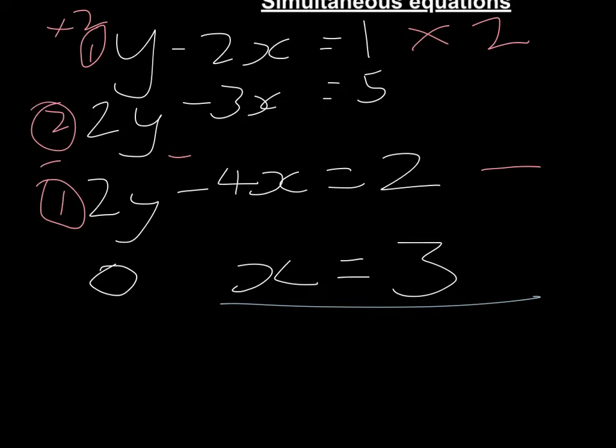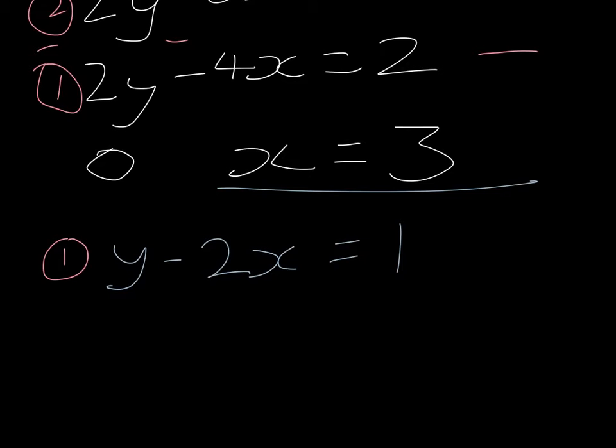So first of all, I need to write down equation 1, because that's what equation it is. Then copy it down, y minus 2x equals 1. Then after that, I'm going to substitute my value of x equals 3 in. So it will be substituted into here. y minus 2 times 3 is equal to 1.